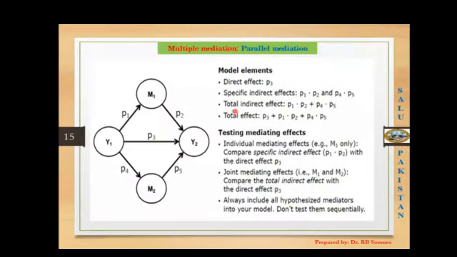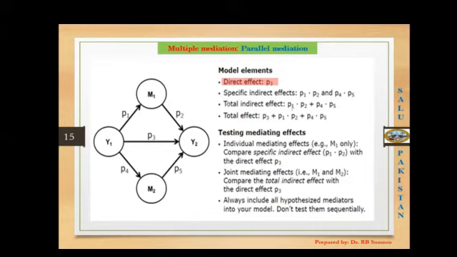And then this is when you have more than one mediator. In this one, mediator 1 and mediator 2. P1, P2, P4, and P5 are the indirect effects, and P3 is our direct effect. Then the specific indirect effects are P1 into P2 and P4 into P5. And P means the path.